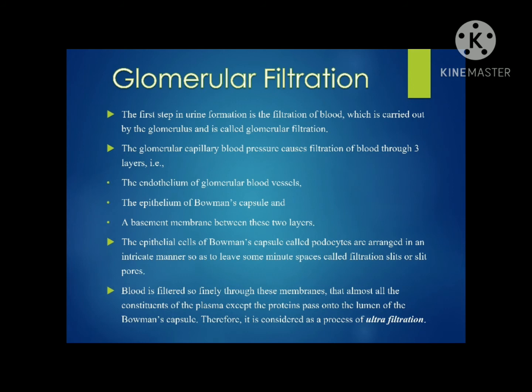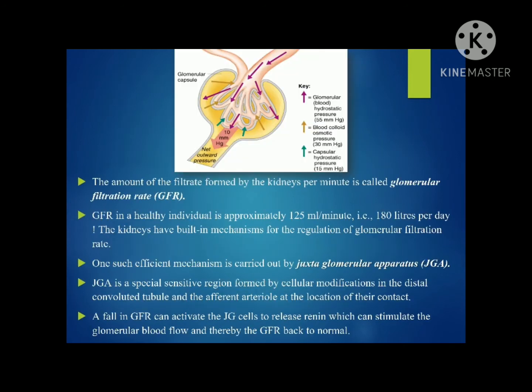Blood is filtered so finely through these membranes that almost all the constituents of the plasma except the protein pass on to the lumen of the Bowman's capsule. Therefore, it is considered as a process of ultrafiltration. The amount of filtrate formed by the kidneys per minute is called glomerular filtration rate, GFR. GFR in a healthy individual is approximately 125 ml per minute, that is 180 liters per day.